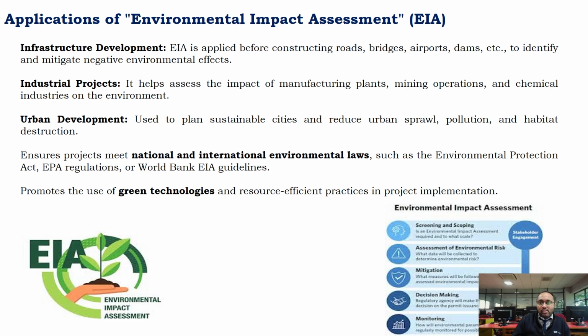So this particular subject talks about national and international environmental laws that are linked with the environmental protection agencies. And also it promotes green technologies in practice for project implementation. And usually EIA goes by 6 steps: screening and scoping, assessment of environmental risk, mitigations, decision making, and monitoring. So these are some of the parameters which are considered in framing the syllabus related to EIA.